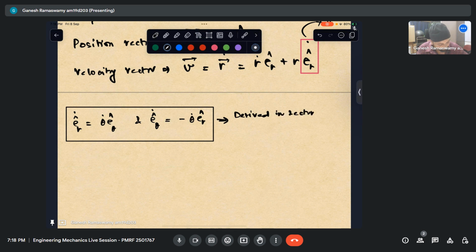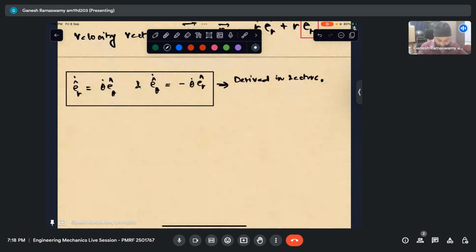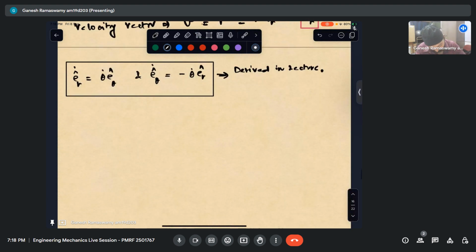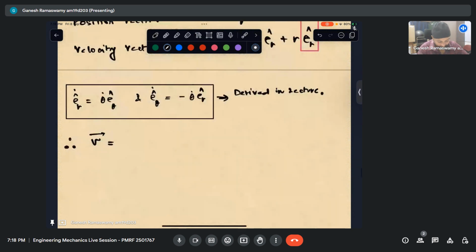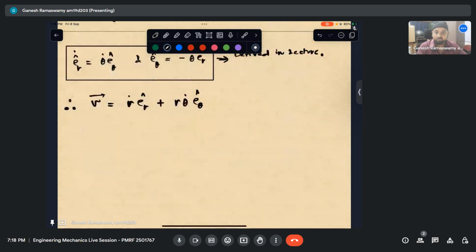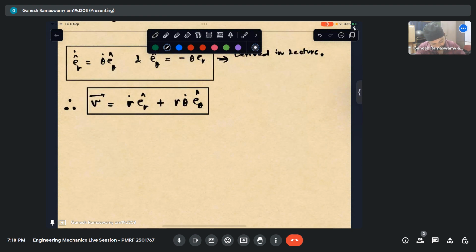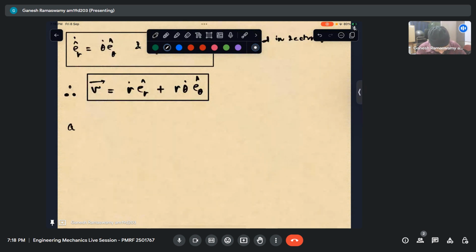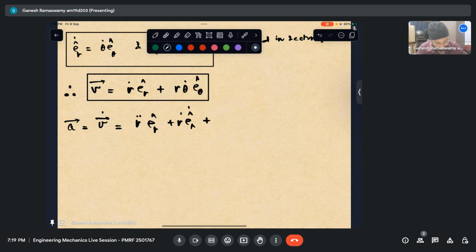So these are derived in the lecture. Therefore, velocity comes out to be the first term as r dot e_r plus r theta dot e_theta. So this is my velocity. And then acceleration is nothing but the velocity vector differentiated, which is r double dot e_r plus r dot e_r dot plus. Now here all the three variables have a time variation.